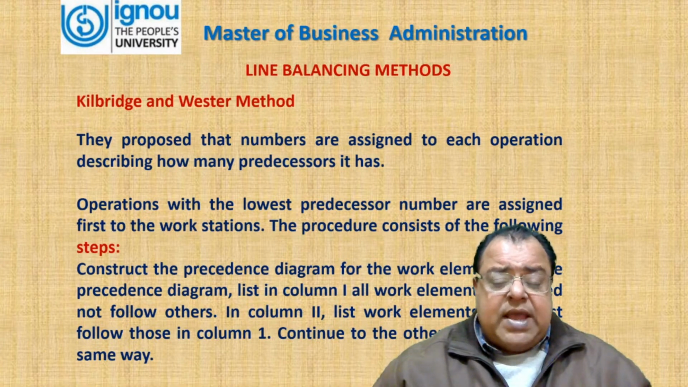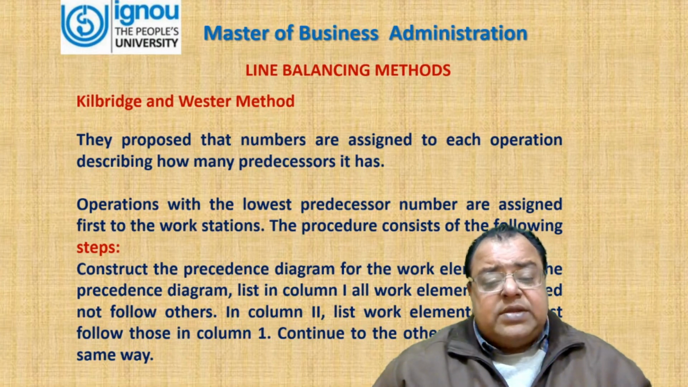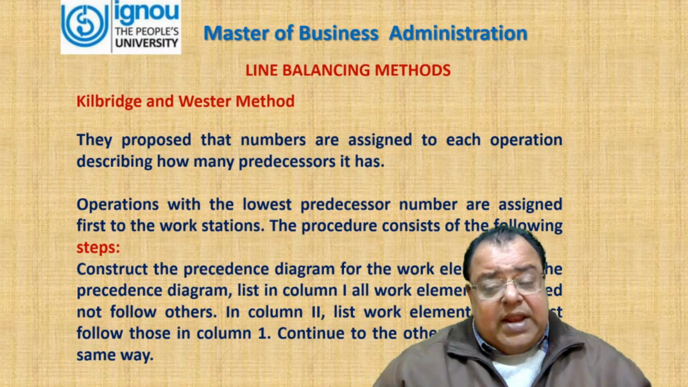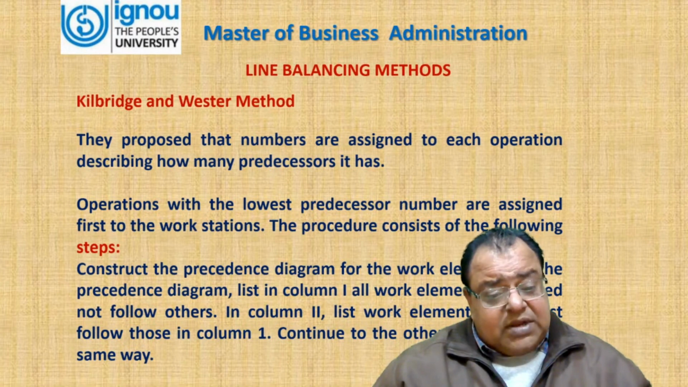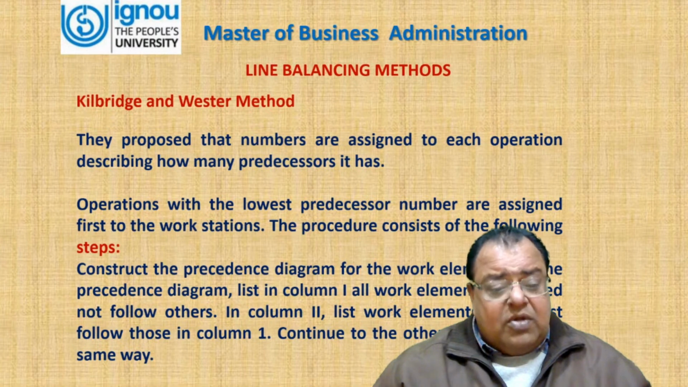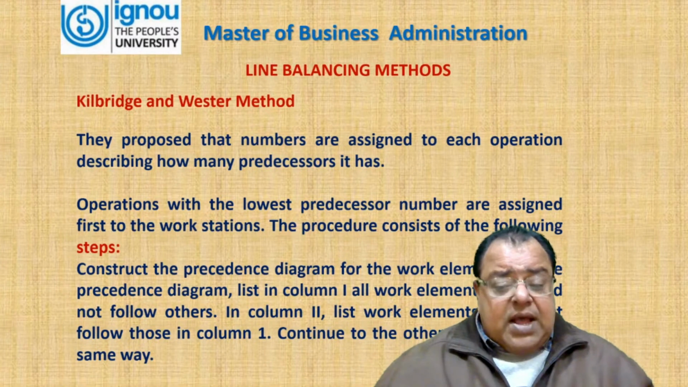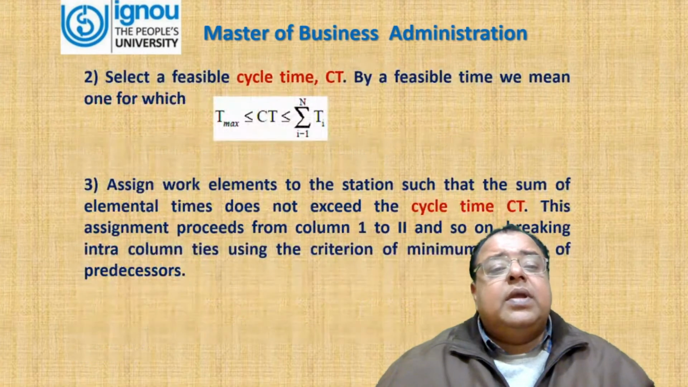Construct the precedence diagram for the work elements. In the precedence diagram, list in column 1 all work elements that need not follow others. In column 2, list work elements that must follow those in column 1. Continue to the other columns in the same way.